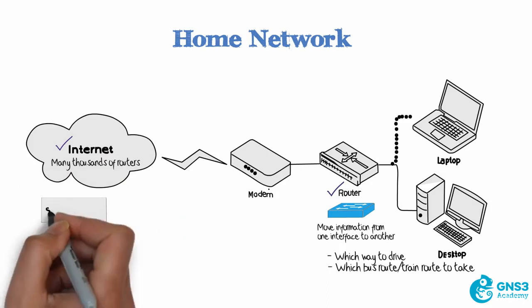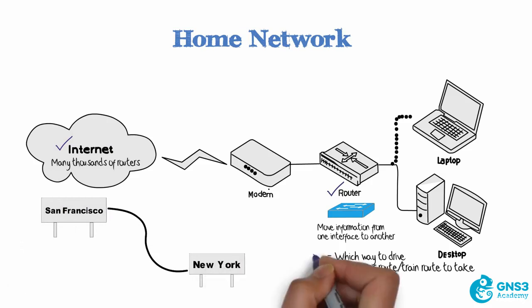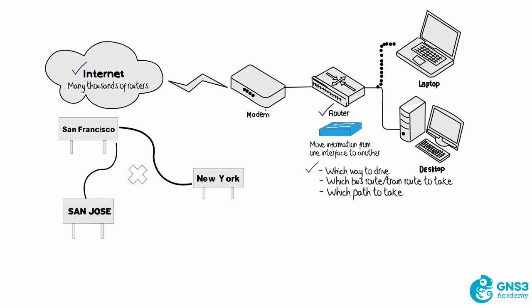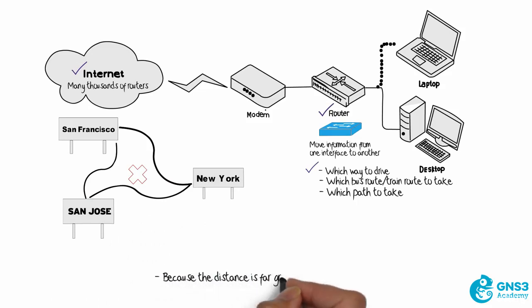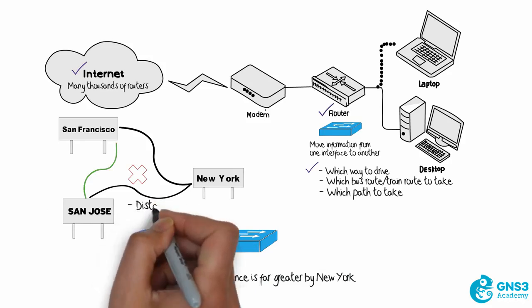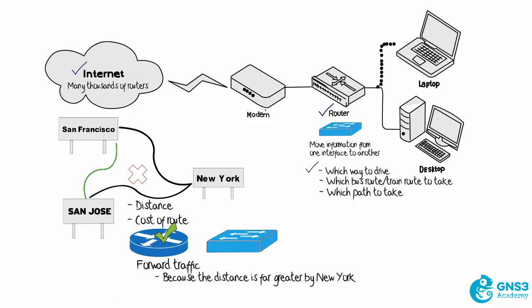If you were driving from San Francisco to New York, you would make a decision on which way to drive. You'd have to decide which path to take. If you were driving, as an example, from San Francisco to San Jose, you probably wouldn't decide to drive via New York, because the distance is far greater via New York than it would be simply driving from San Francisco to San Jose. In the same way, a router will make a decision based on distance or what's called a cost of a route to determine the best path to a destination.